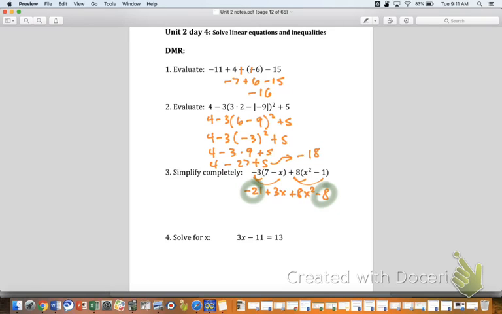So negative 21 plus negative 8 is? And then plus 3x plus 8x squared. Why can you not add the 3x and the 8x squared?